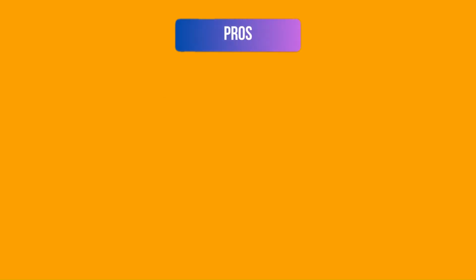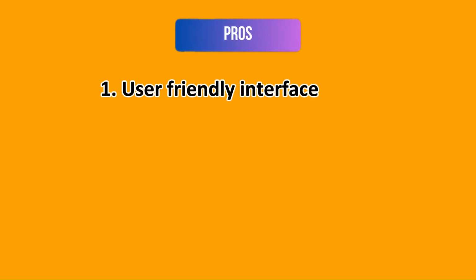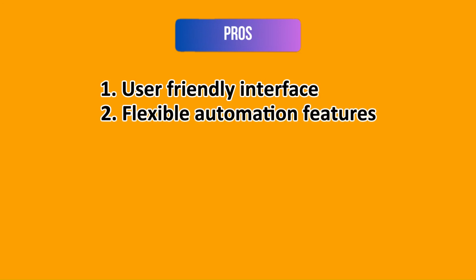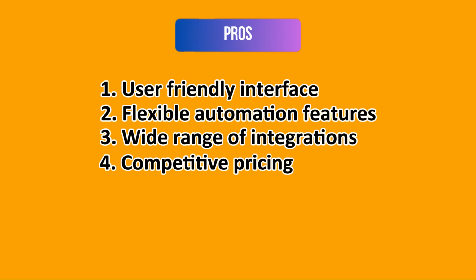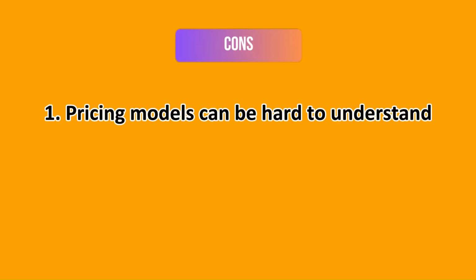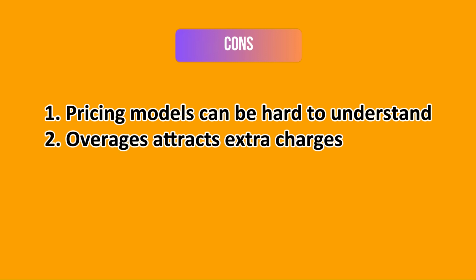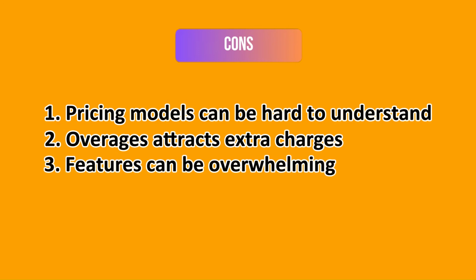Starting with the pros. Make.com has a user-friendly interface, powerful flexible automation capabilities, wide range of integrations, competitive pricing compared to alternatives like Zapier, and robust features even in lower tier plans. On the flip side, with the cons, the operation-based pricing model can be complex to understand initially. Then overages can lead to unexpected costs if you exceed your plan's limits. And the sheer number of features can be overwhelming for beginners.